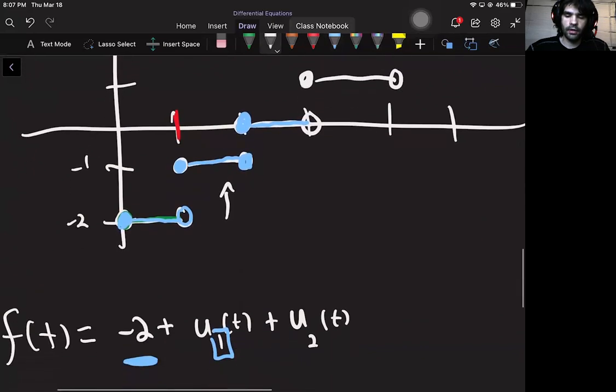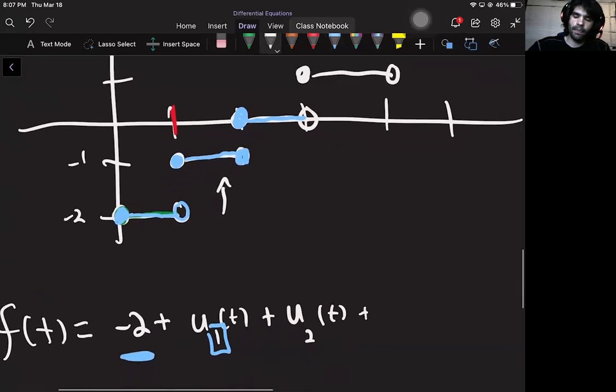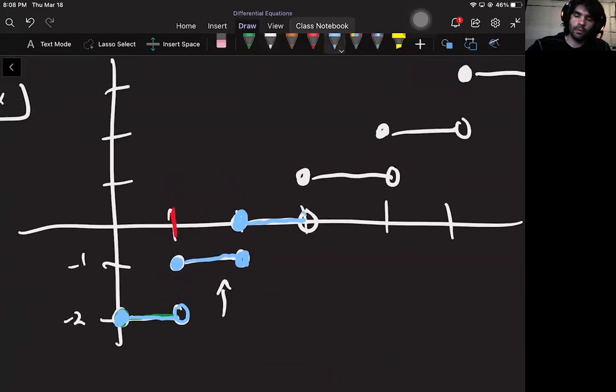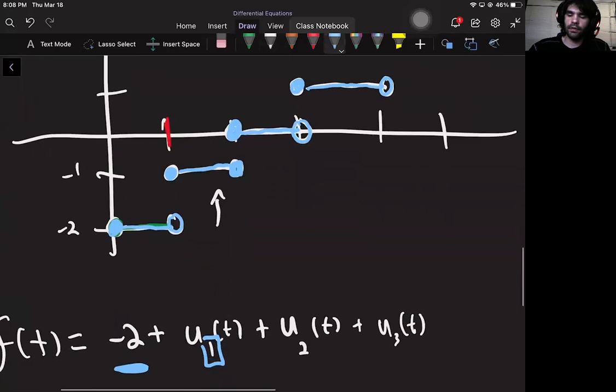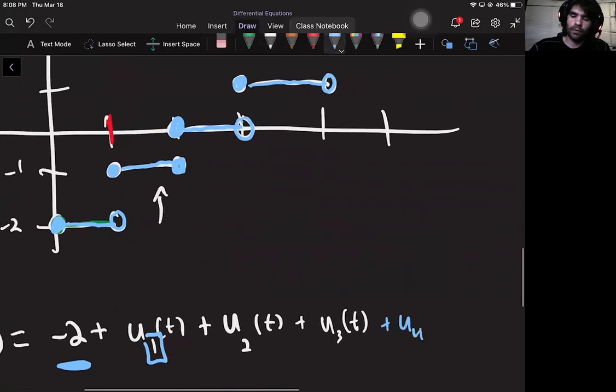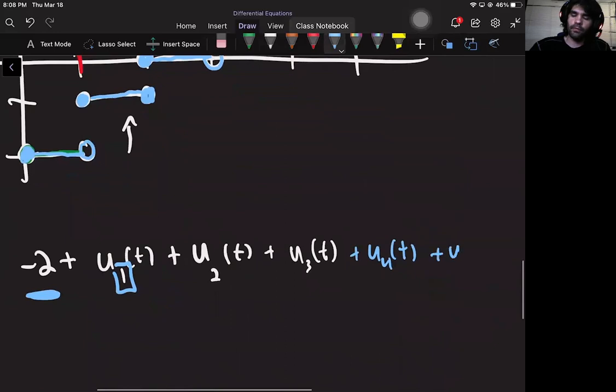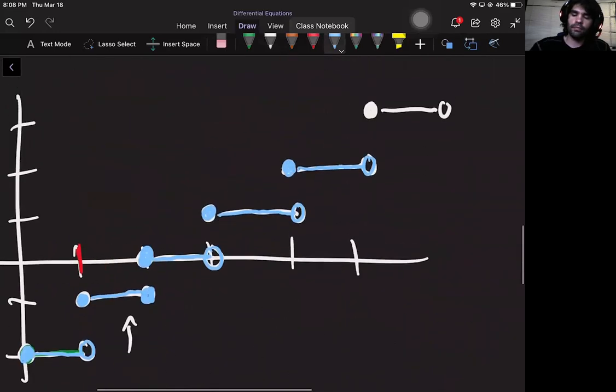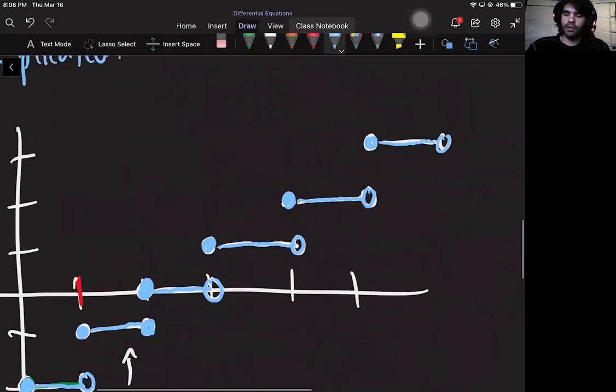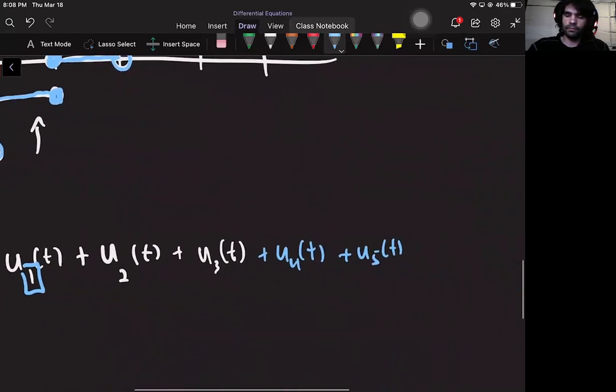And so you can sort of see the pattern here. After each unit of time, I'm adding another switch that turns on. So that this U3 will get me to here. And then I'm going to need U4 to bump me up at time 4. And then I'm going to need U5 to bump me up one more time at time 5. And then the pattern will just continue if I wanted to go further. So that's the idea.